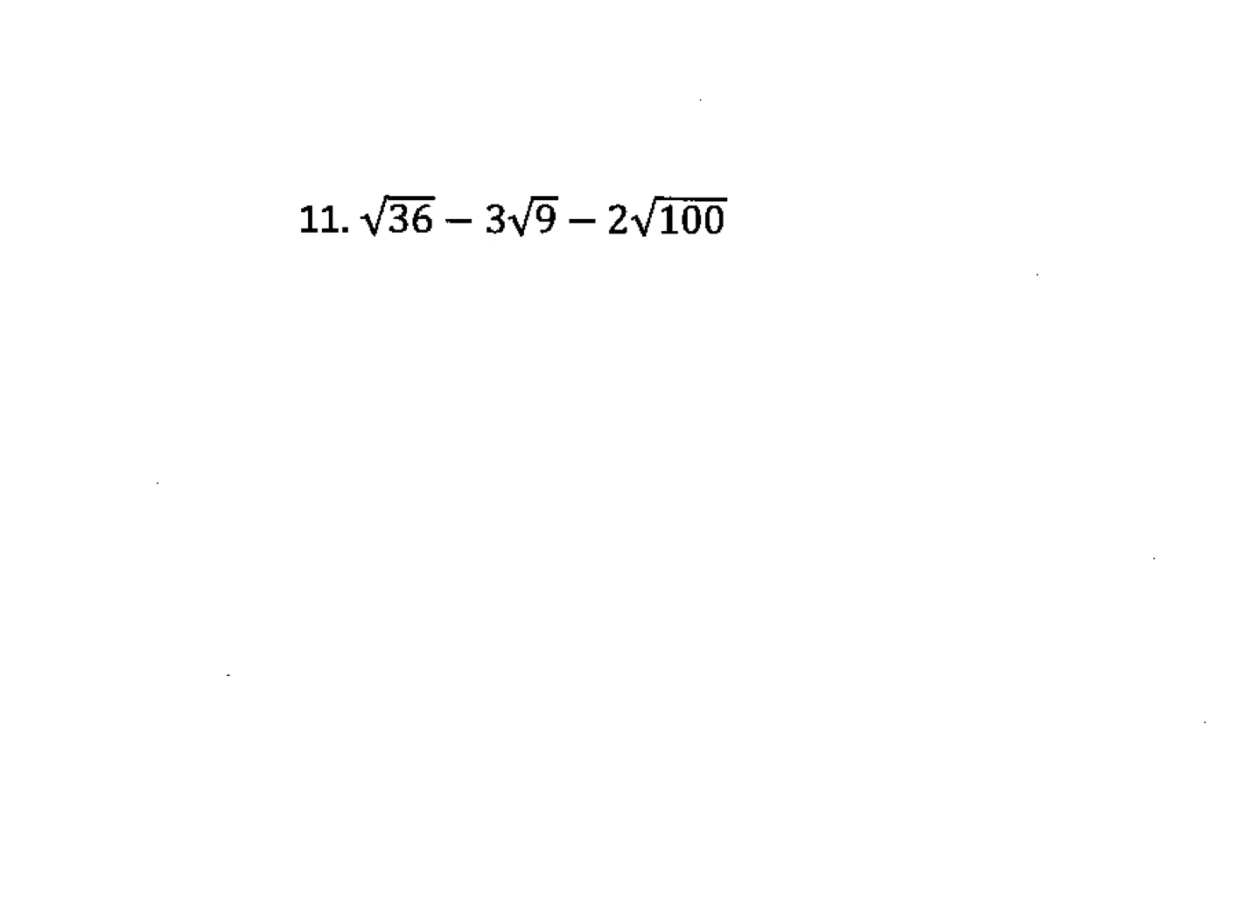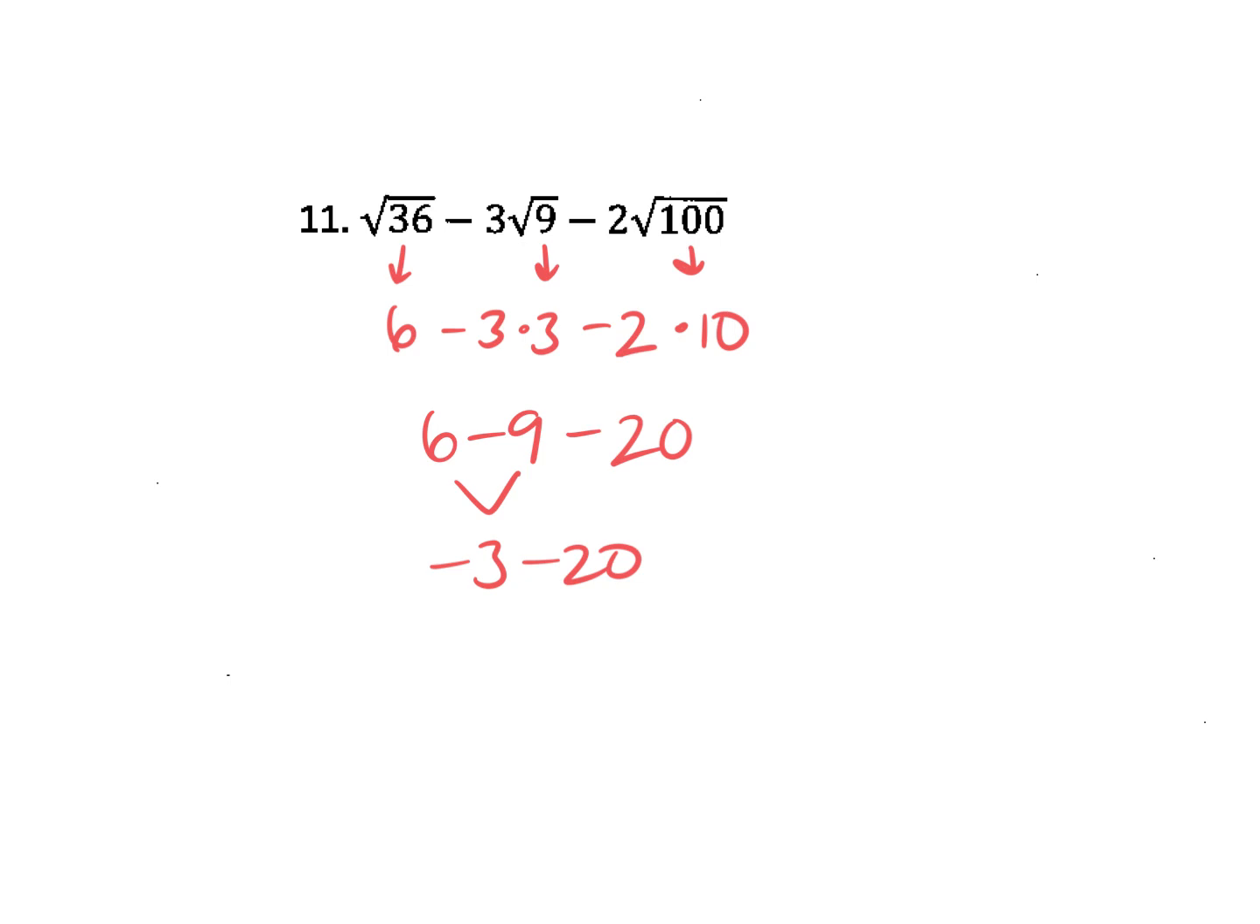Number 11, we do have to simplify. So the square root of 36 is 6. Square root of 9 is 3, so I've got minus 3 times 3. And then the square root of 100 is 10, so 2 times 10. Now, following order of operations, we multiply first. So 3 times 3 gives me 9, so I have 6 minus 9 minus 20. And then we are performing the operation from left to right. So 6 minus 9 gives me negative 3, minus 20, which gives me negative 23 for your final answer.